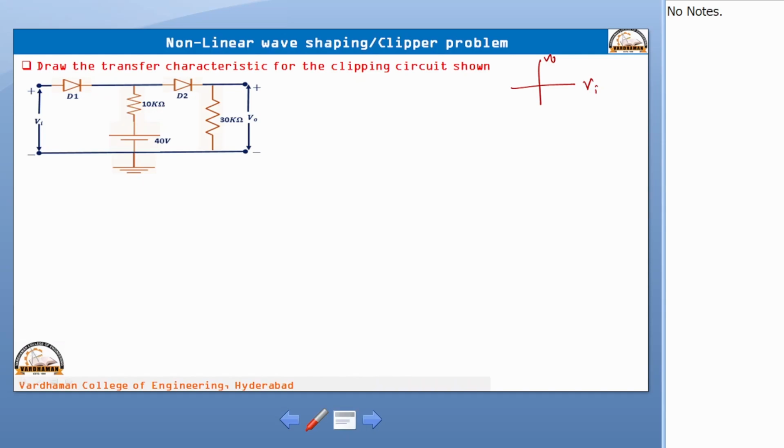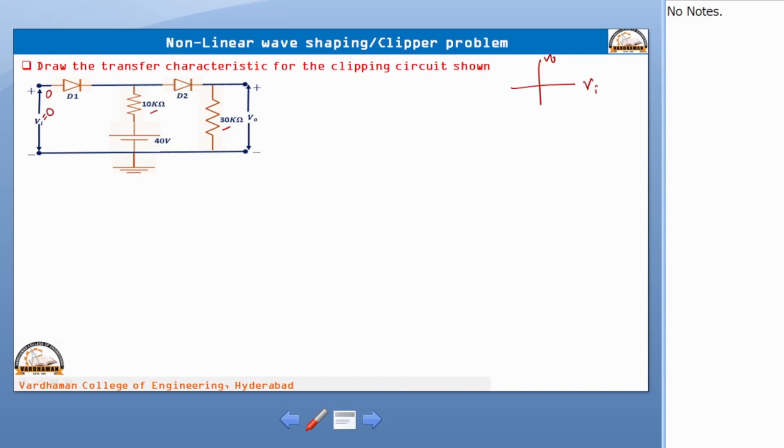Now, if you observe, diode D2 N side is connected to ground through a 30 kilo ohm resistor, and diode D2 P side is connected to the 40 volts DC battery through a 10 kilo ohm resistor. For example, you did not apply any voltage, that means Vi is equal to 0. Diode D1 N side is connected to 40 volts again through 10K, but if you make the P side voltage of diode D1 0, that means Vi is equal to 0, what will happen?